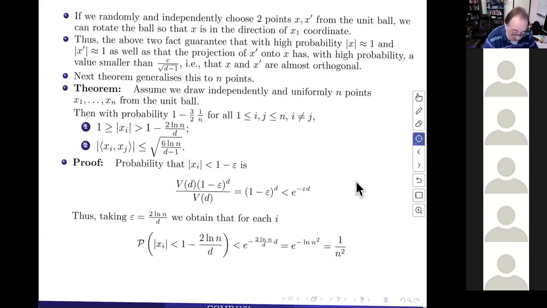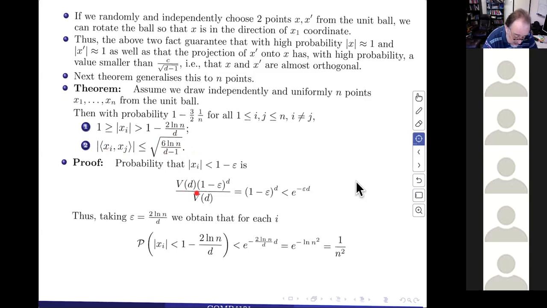And your vectors will stay almost orthogonal, which means that the absolute value of your scalar product will be smaller or equal than square root of 6 ln n divided by d minus 1. So notice this will be small if n is, say, smaller than the dimension, then ln n will be much smaller than the dimension. And so this will be small. So this is essentially to say that every two vectors will be almost orthogonal, right? Because their scalar products are small. And the proof of this is very simple.